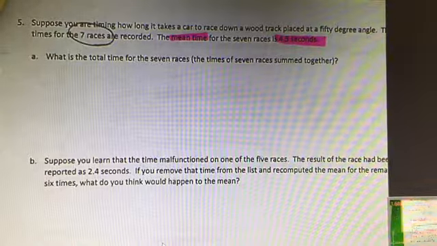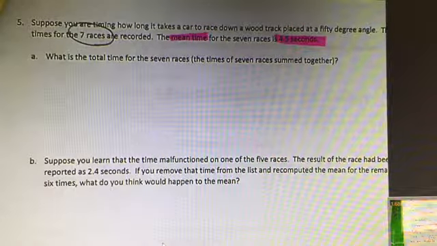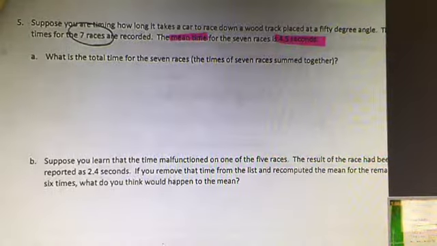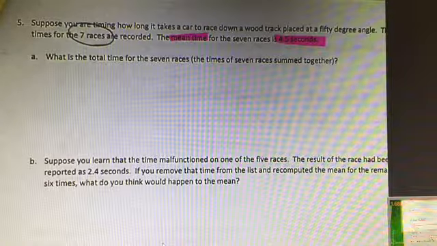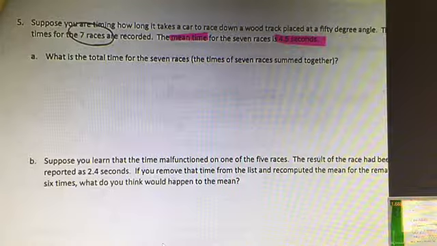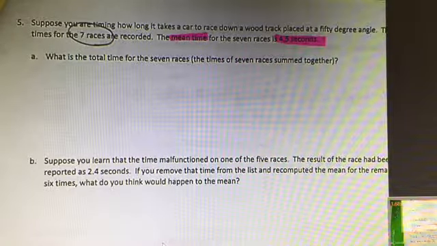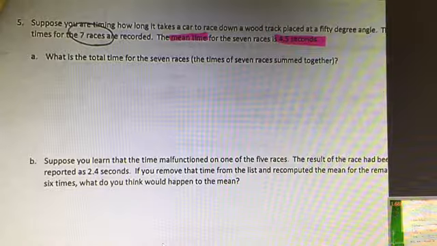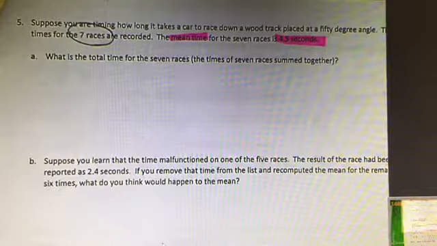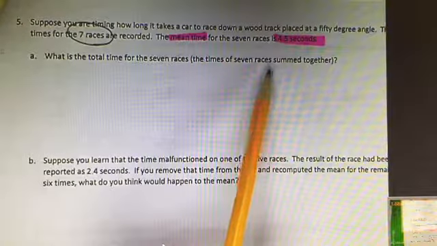Okay, so A, what is the total time for the 7 races? So we want the total time. How are we going to figure out what the total time is? What do you think we would do, Ian? Multiply 7 times 4.5 to see what that gets, and subtract numbers to see when you get to 0, then add the sum of those. Okay, can we find out what the actual race times are? No, but it wants the total of the race times, right? So the total would be the 7 races summed together, isn't it?